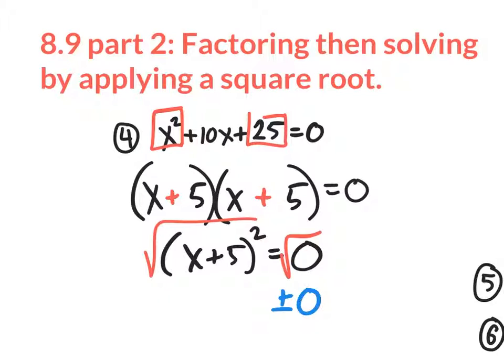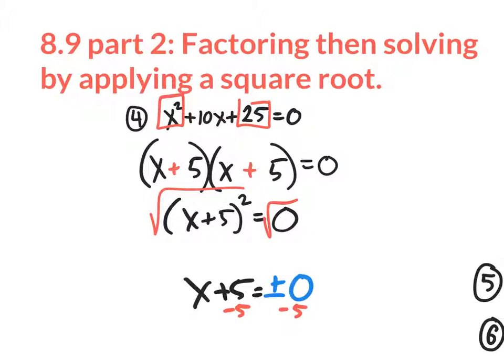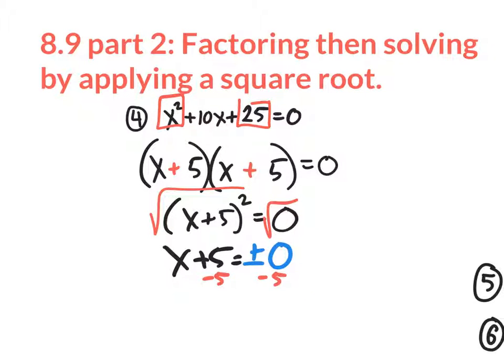But so right here, in this case, the plus or minus doesn't produce 2 answers. But I do have an x plus 5 left over. So here's my equation. X plus 5 equals plus or minus 0. So what do I do now? Subtract 5, and I end up with, just for the sake of practicing, let's write it like this. X equals a negative 5 plus or minus 0.